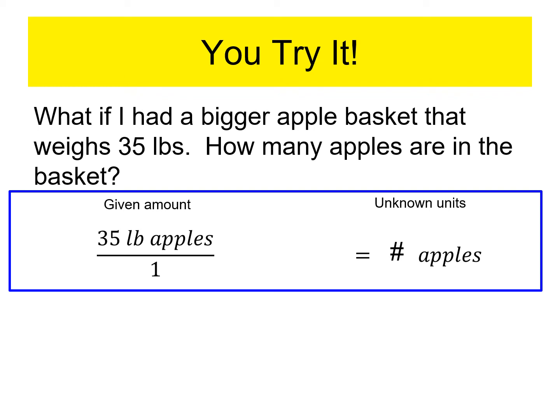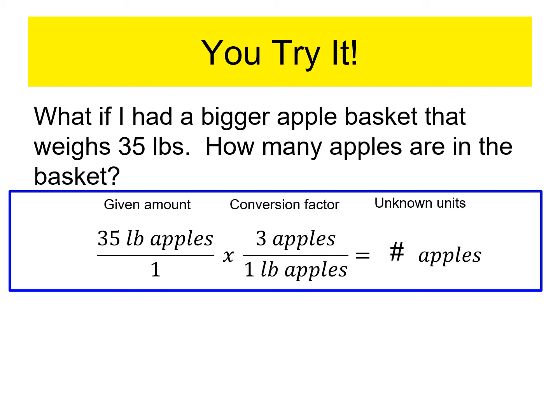and now I look for a conversion factor, an equivalence. Turns out 3 apples equals 1 pound, so I make that into a fraction like this. The pound of apples on top and bottom are going to cancel. I have 35 times 3 over 1, and that equals 105 apples. So by weighing my apple basket and doing a short calculation, I actually got a count of apples.